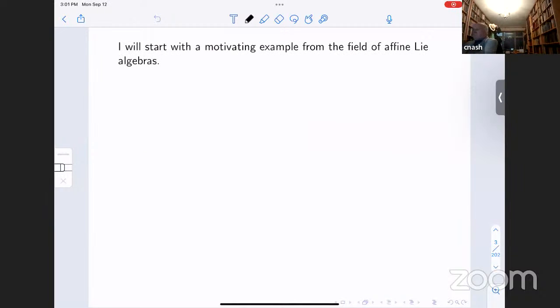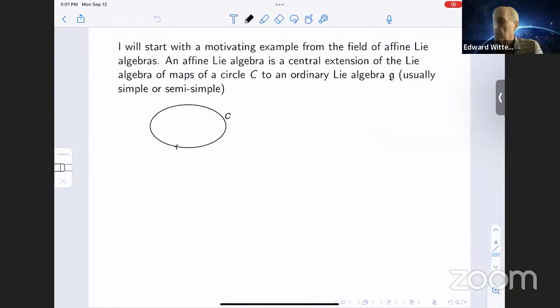But I'll start with a motivating example involving affine Lie algebras. So an affine Lie algebra is a central extension of the Lie algebra of maps from a circle to an ordinary Lie algebra G, which, at least for physicists, is usually simple or semi-simple.